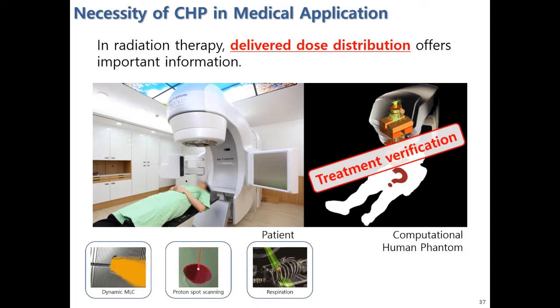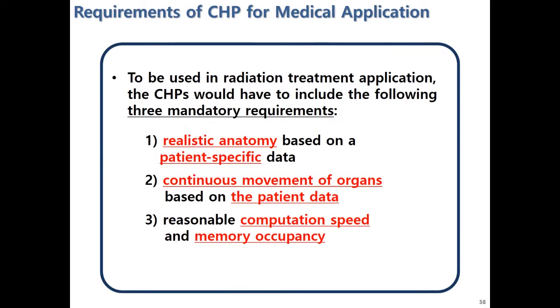To meet the need, we are developing 4D computational human phantom for medical applications that can accurately calculate the patient dose by realistically simulating the radiation therapy. Computational human phantom for medical applications requires some special concerns. It should be based on patient-specific data so that it can represent patient's unique anatomy and motion accurately.